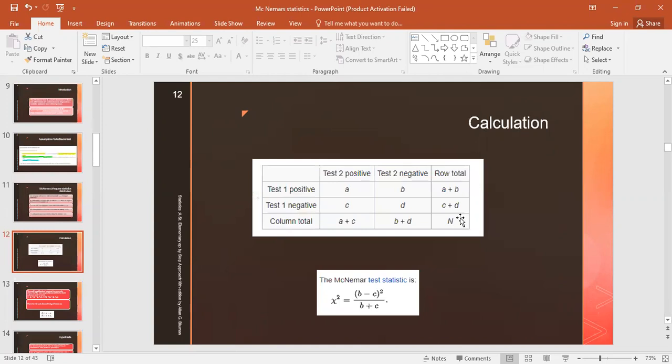This is how we put the data in. If we apply a McNemar test, this is a 2 by 2 table: A plus C, B plus D if we add up these sides, and A plus B and C plus D if we add the row totals. And this is the formula used for calculating the McNemar test, and we use in this formula only the discordant pairs, which are B and C. So you can clearly see it in the formula.